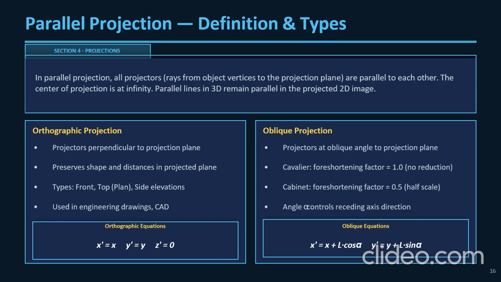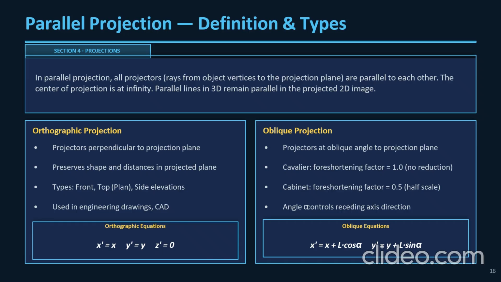Now, we are going to discuss the types of projections. First is parallel projection, which projects all objects using parallel projection lines. Unlike perspective projection, the size of the object remains constant regardless of its distance from the camera. There are two main types: orthographic projection, which is commonly used in engineering drawings, and oblique projection, which displays depth while preserving the front face of the object.